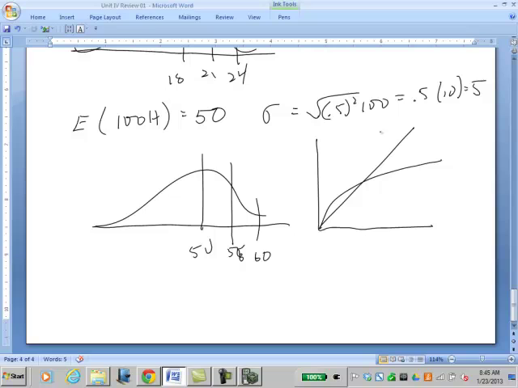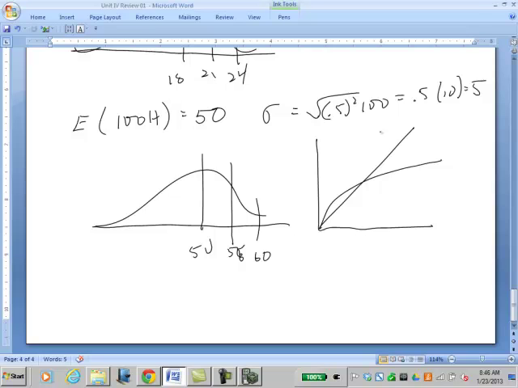When we did 36 tosses, our expected outcome was 18. What was the variation? The variation was 3. Now when we tossed it 100 times, our expected outcome, so let's see, that's a ratio of 12 to 1. Standard deviation is 3.